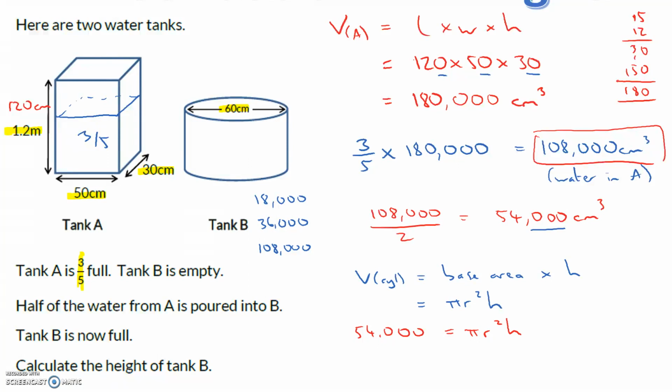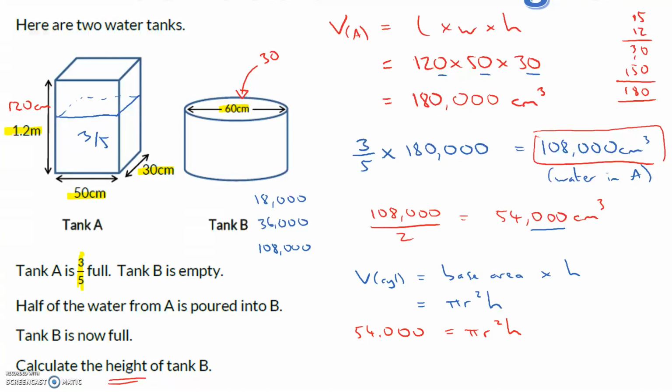Alright, now we can start lumping in numbers that we know. We can substitute. Do we know the radius? Yes, we do. Is it 60? No, it's not. The diameter is 60, so the radius is 30. Do we know the height? No, because that's the question. We want to work out the height. Okay, do we know pi? Yeah, it's about 3.1 blah blah blah. We can put it on our calculator.